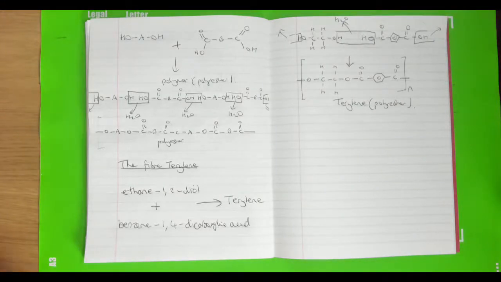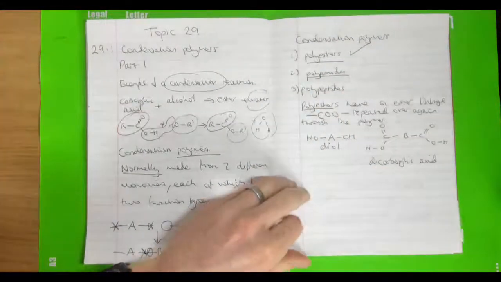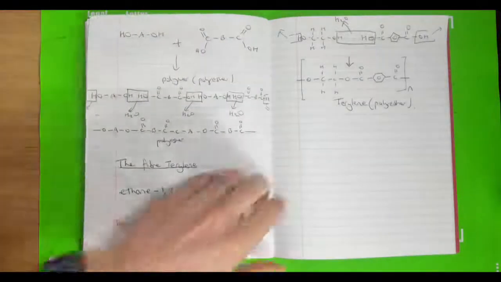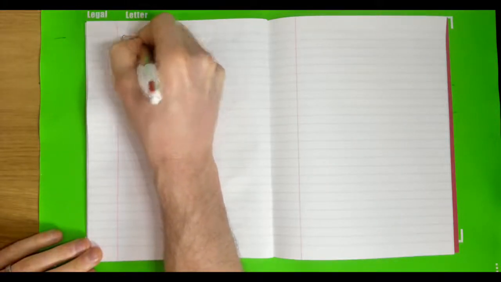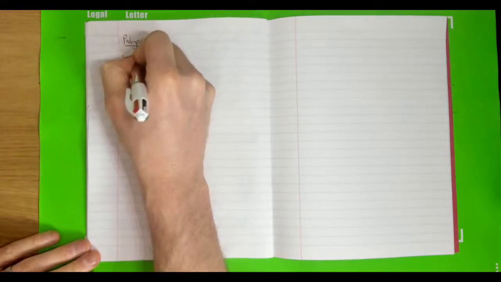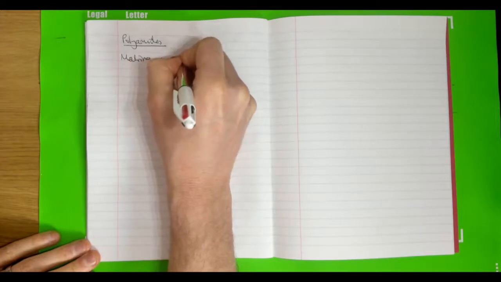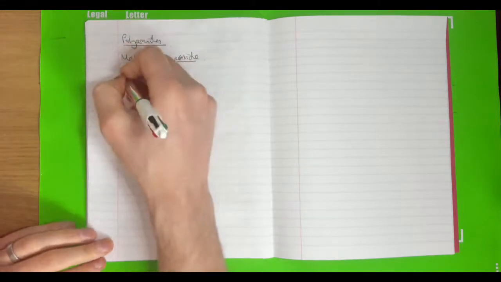Right, let's have a look at a polyamide now. So we've done polyesters, now let's look at polyamides. Let's remind ourselves how to make an amide. Know how to make an amide first before we start with a polyamide. So an amide is formed when a carboxylic acid and an amine react together. Let's have a look.